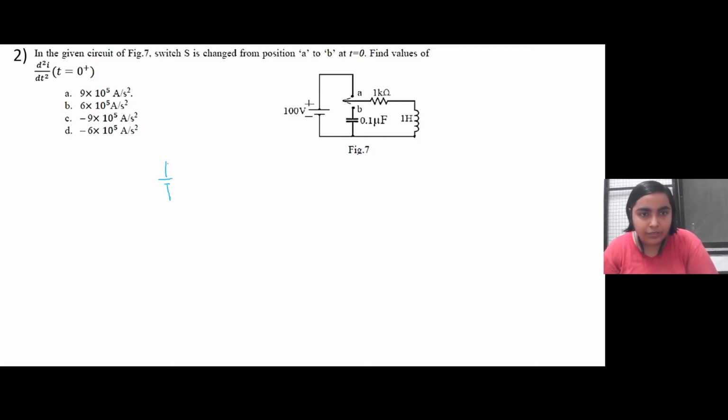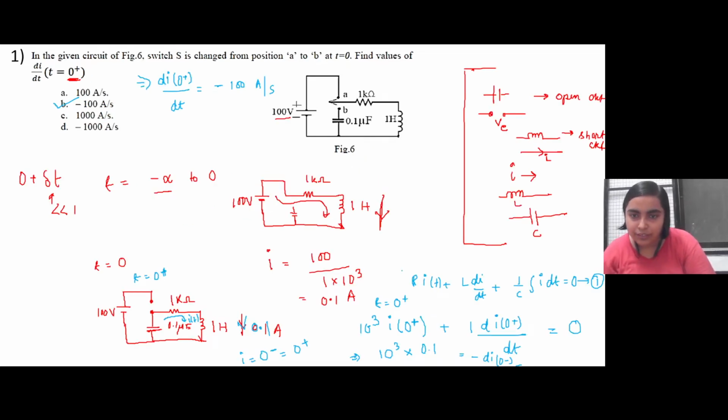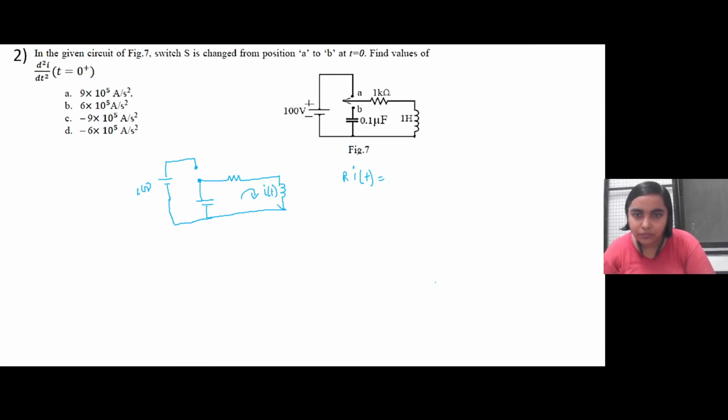So we'll just draw the circuit. This is B. So now the circuit is in this condition, the capacitor has just started charging. Similarly, if this was I of t, using KVL we have R I of t, the same equation we have here, plus L di by dt plus 1 by C integral of I dt is equal to 0.